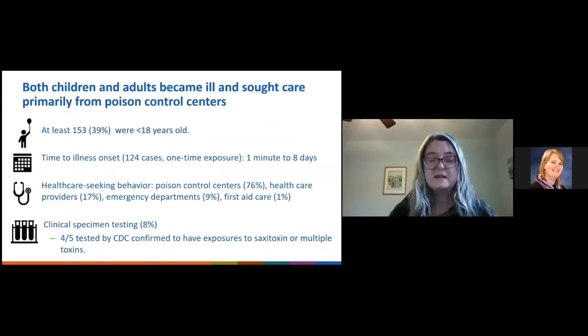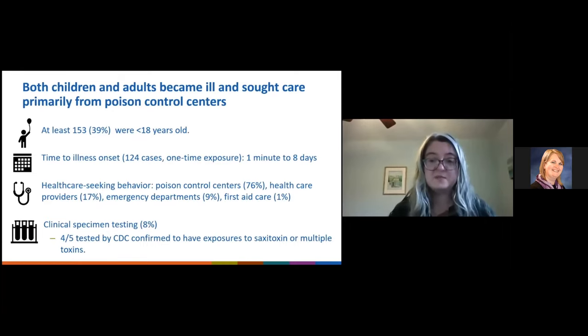Now, at least 39% of human cases were under the age of 18 years, and people became ill within a minute or up to 8 days. Healthcare seeking behavior was limited, except for contact with poison control centers. And this was driven heavily by a single HAB event in which people contacted the poison control center, which was coordinating with the state. Of all of the human cases reported, 8% had clinical testing done to identify or rule out a cause of illness.